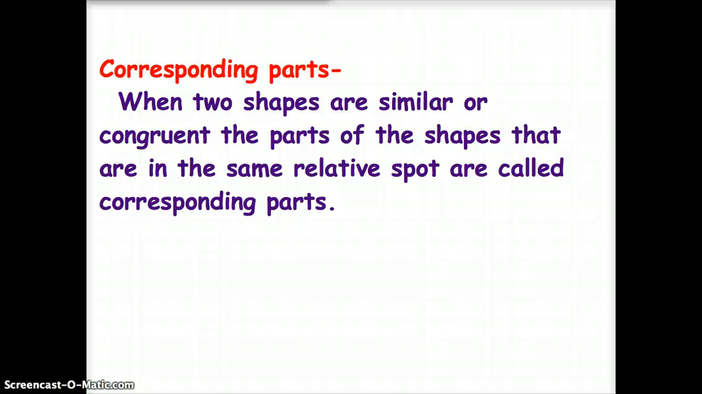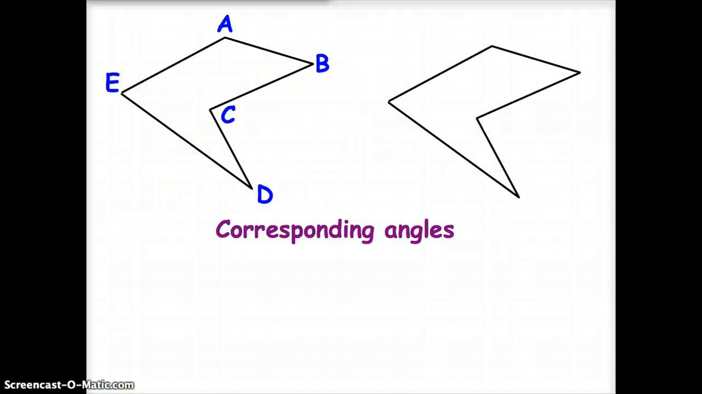Corresponding parts. When two shapes are similar or congruent, the parts of this shape that are in the same relative spot are called corresponding parts. Let's look at an example. Corresponding angles. Well, corresponding angles, those are angles that are in the same relative spot. Well, what does relative mean? That means they're in the same approximate location.